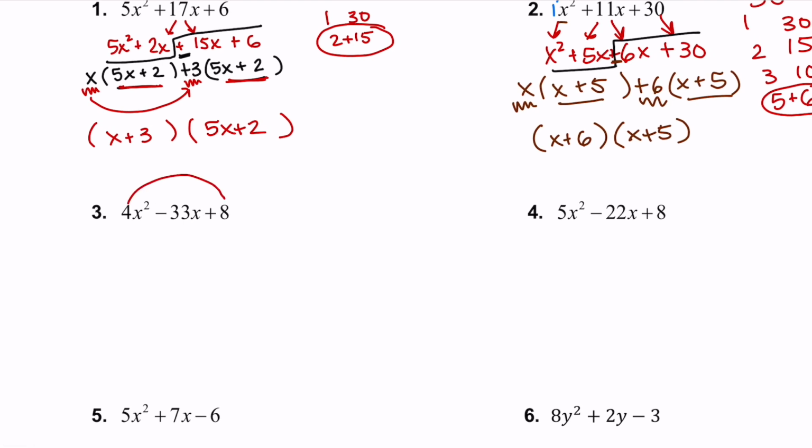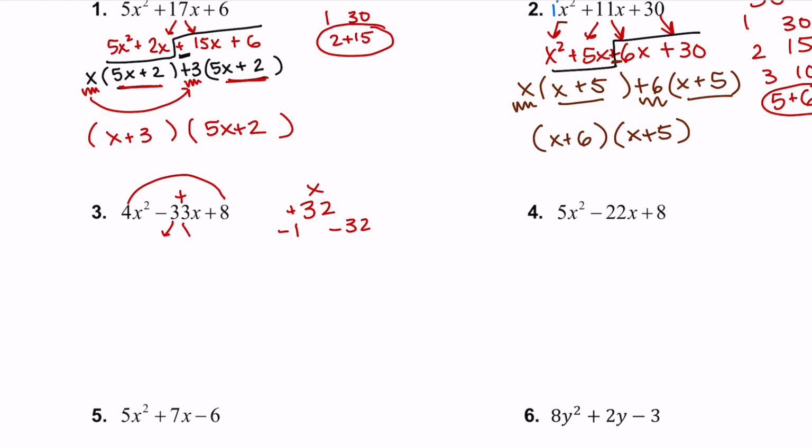8 times 4 is 32. We're looking for two numbers that multiply to 32 and add to negative 33. So we're adding in some negative numbers now. 1 and 32, those add to be 33, but I'm looking for a negative 33. Now if I do a negative 1 times a negative 32, that's still a positive 32, but when I add them together, it's going to equal a negative 33.